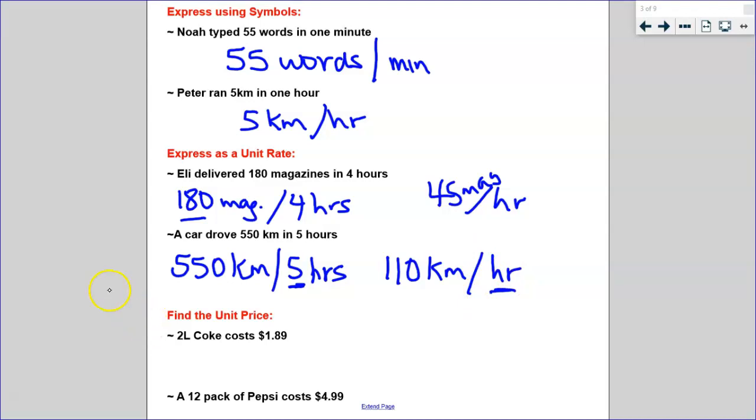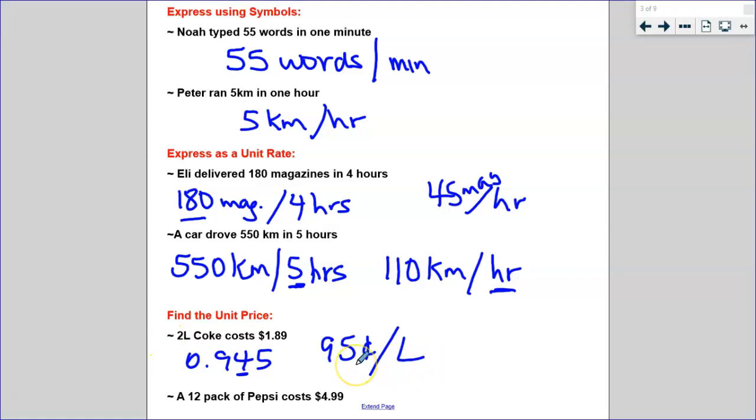A couple more here. Find the unit price for cost of Coke. 2 liters cost $1.89, so let's divide by 2. We'll take 189 divided by 2 on our calculator, and we'll get this, which is actually what shows up. I just want to remind you here on rounding. Okay, we're talking about money, so we're going to the nearest cent. So 2-liter Coke would cost 95 cents per liter.